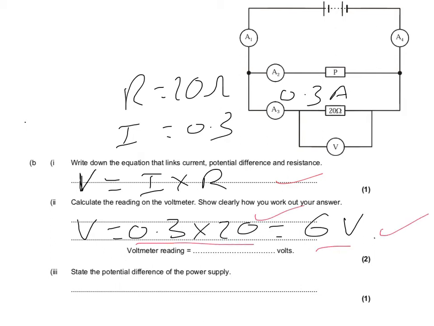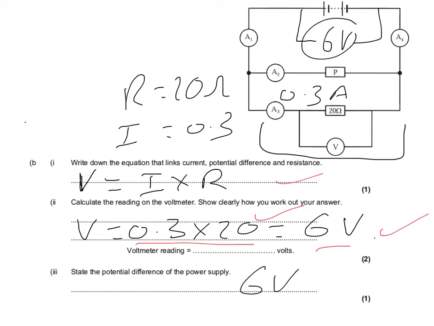Then it asks you to state the potential difference of the power supply. So we've got 6 volts across this bit here. There's no other components that will take any potential difference across this branch, which means we must have 6 volts across the branch at the top. So it'll be 6 volts. Alternatively, if you got the answer to question B part 2 wrong, and you wrote this answer as being the same as the previous one, you get the mark as well.